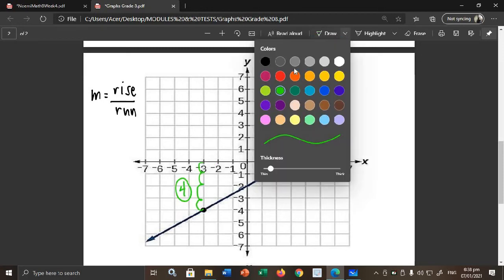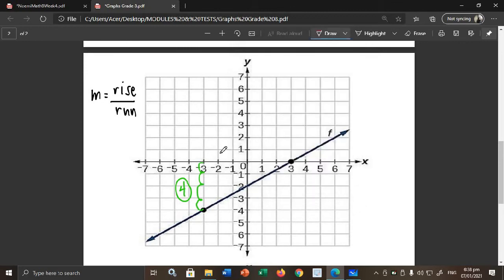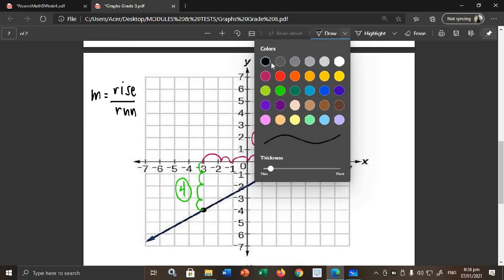And then the run is going to the right side. So the run is positive. So from here, 1, 2, 3, 4, 5, 6. We have 6 units to the right. It is positive, yes, because it is going to the right.